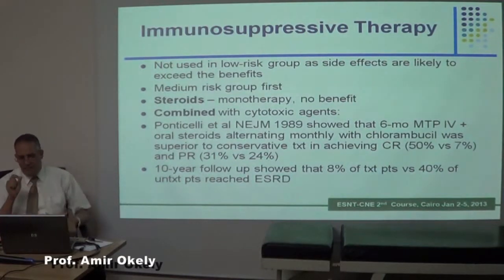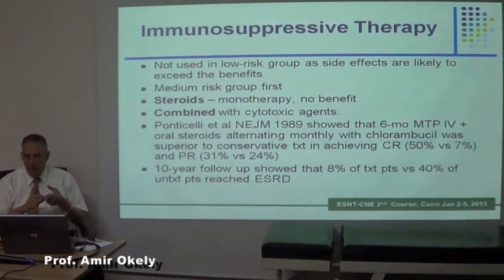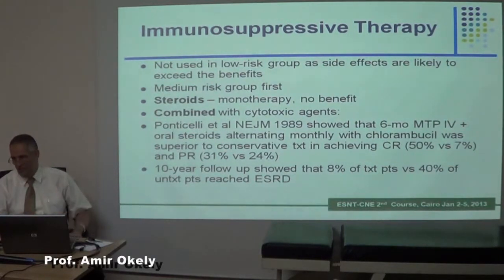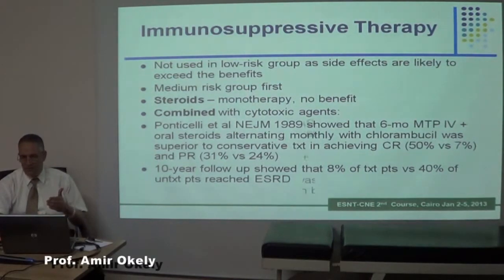The first combination with a cytotoxic agent to be published was by Ponticelli et al. in the New England Journal of Medicine in 1989. 6 months of steroids alternating with chlorambucil was superior to conservative treatment in achieving complete remission, 50% versus 7%. The 10 year follow up showed that 8% of treated patients versus 40% of untreated patients reached end stage renal disease. This was the first thing published by Ponticelli in the New England Journal of Medicine.